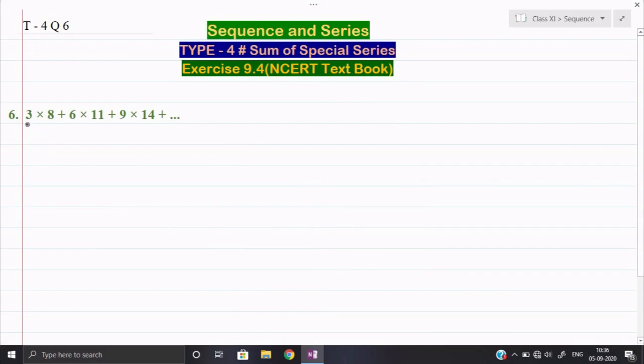Observe here 3. Then what is the second term coming here? 6. Then 9. 3, 6, 9 is forming an AP. So you will find out the nth term of 3, 6, 9 multiplied with the nth term of the second one, that is 8, 11 and then 14. 8, 11 and 14 is also forming an AP. Common difference here is 3. Okay, so the sixth question easily you can find out on your own.